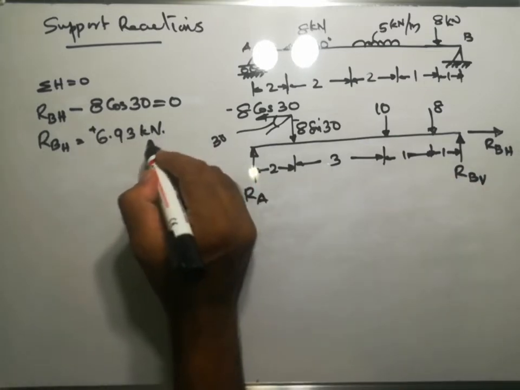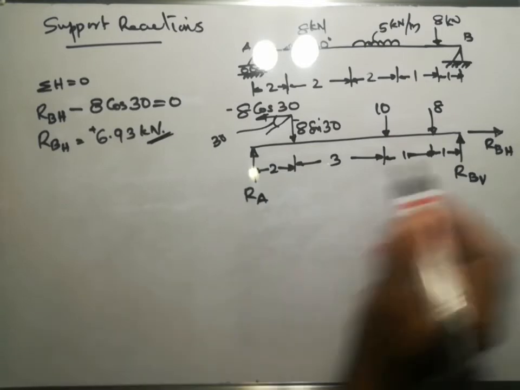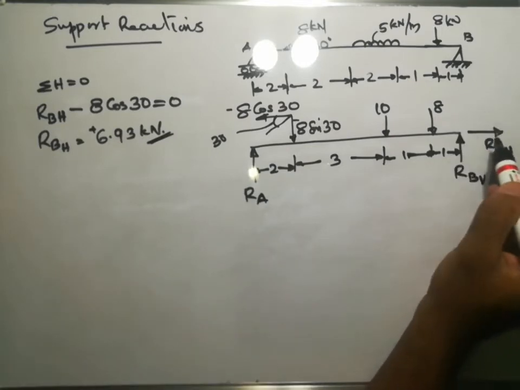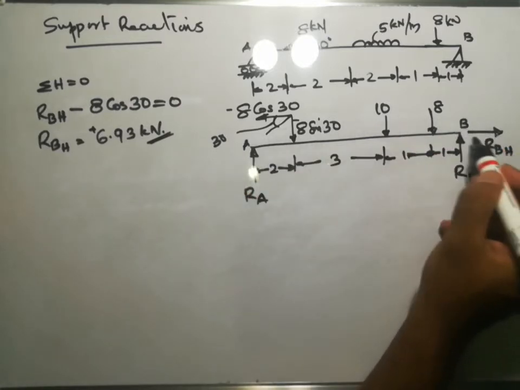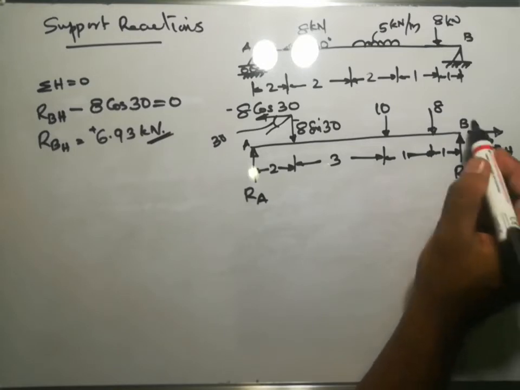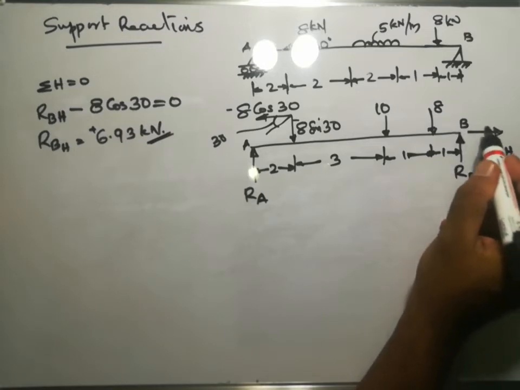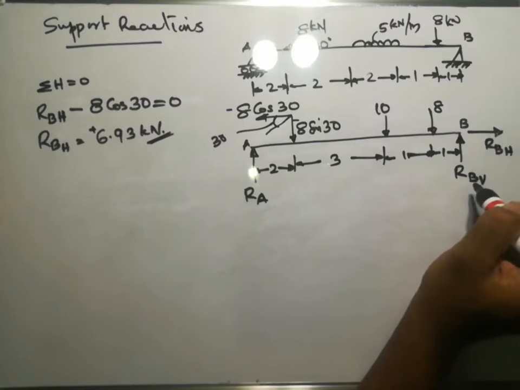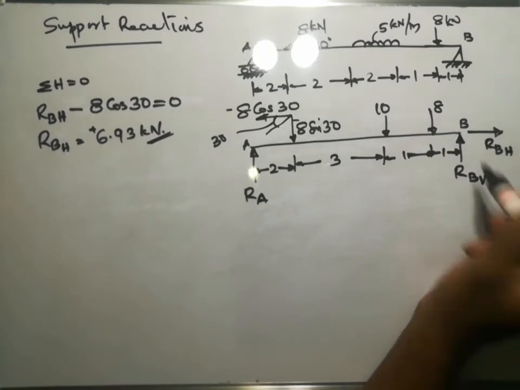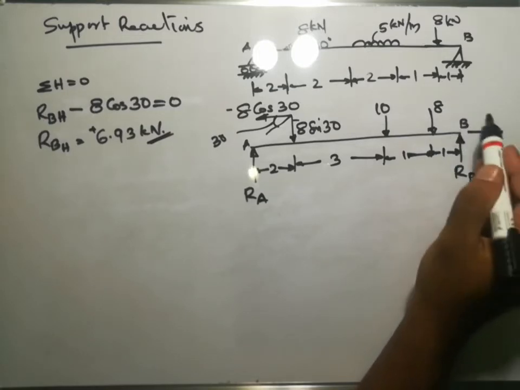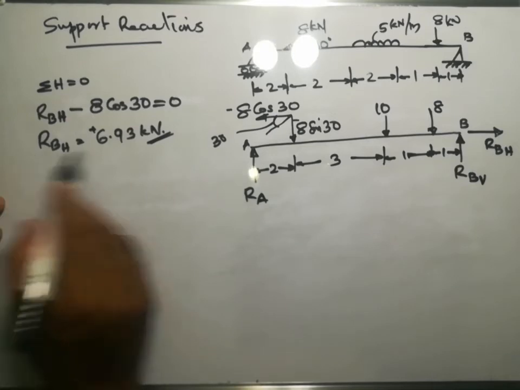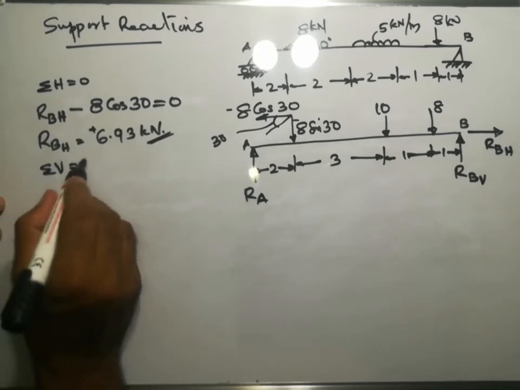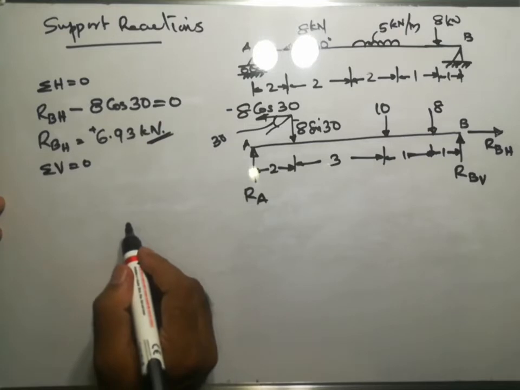So that is RBH, the horizontal component of reaction at this point. Actually, the reaction at B, this is A and B, will be at an angle with the horizontal or vertical, and that reaction has components RBH as the horizontal component and RBV as the vertical component. We will find the net reaction, or the resultant of these two, later in the end. Now next we will find sigma V equal to 0. Sigma V equal to 0.